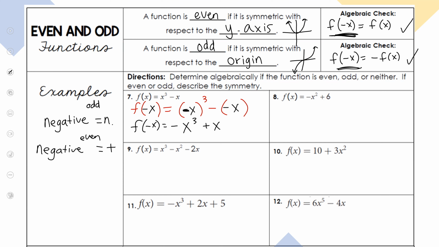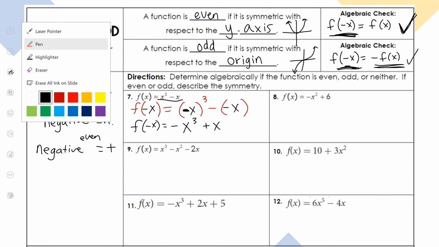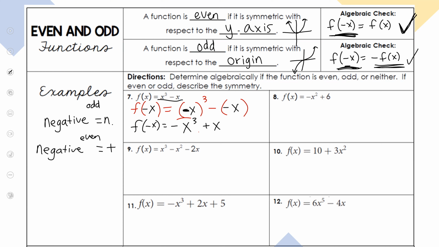Okay. Did it remain f of x? Did it remain like the original problem? No. Okay, so I'm guessing it's odd because look, if you plug in a negative x and it becomes the opposite, then that means it's odd. So do you guys see how negative x cubed is the opposite of x cubed? Positive x is the opposite of negative x. So when you plug in a negative x and you get the opposite, that means it's odd.